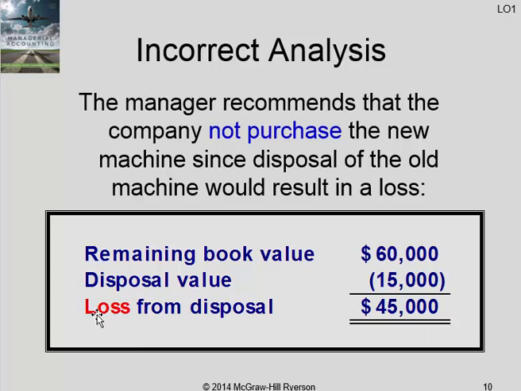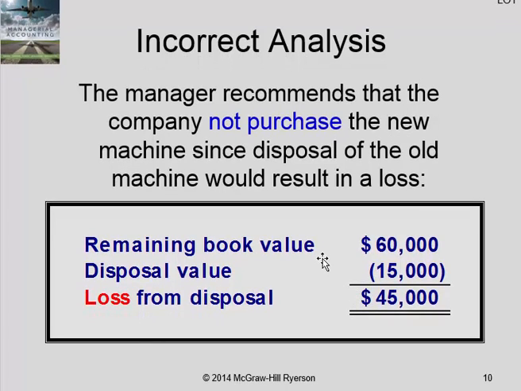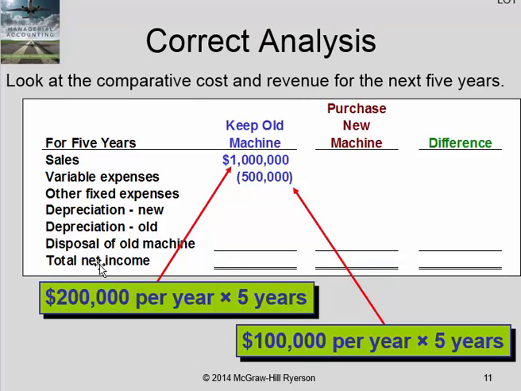You may or may not show an accounting loss on the disposal of the machine, but as we'll show, this loss will appear regardless of whether you keep the machine or not. It'll just be in a slightly different form. So the right way to look at it would be to compare keeping the old machine and what the effect on net income is, against buying the new machine and looking at the effect on net income that has. So if we keep the old machine, we're going to have sales of $1 million, $200,000 per year for 5 years, and variable costs of $500,000.